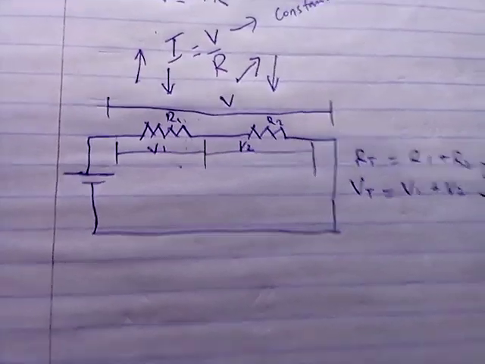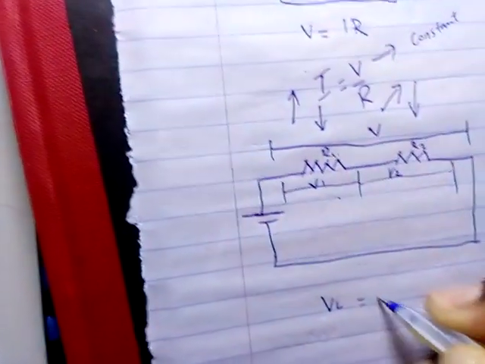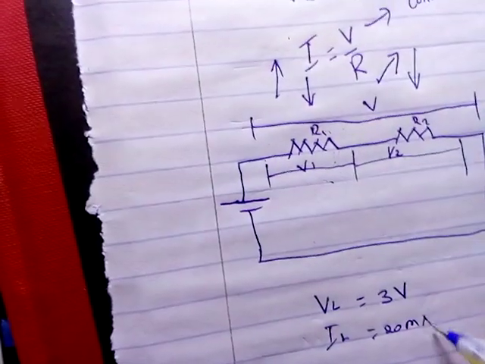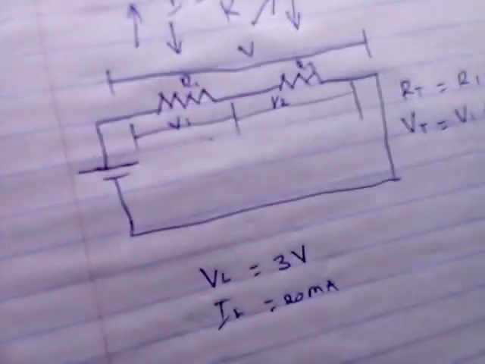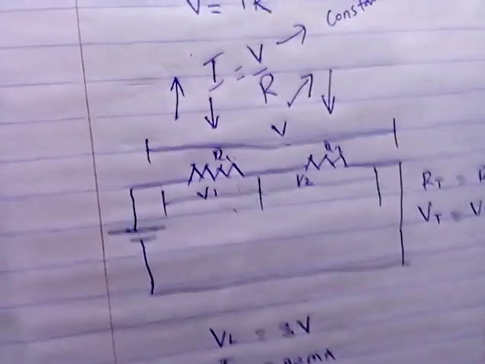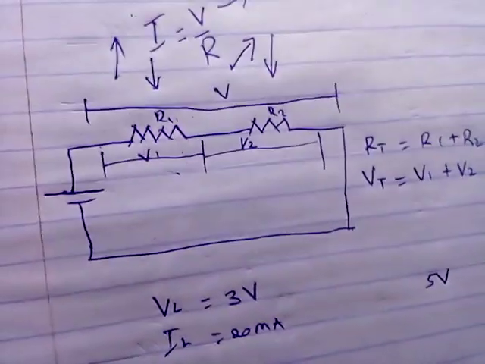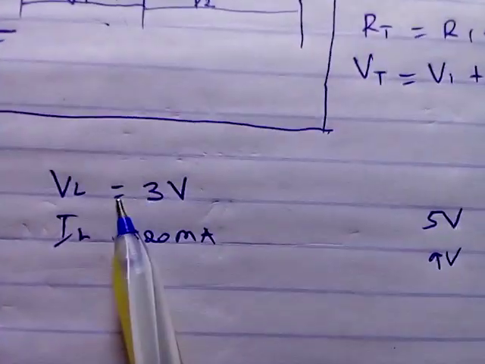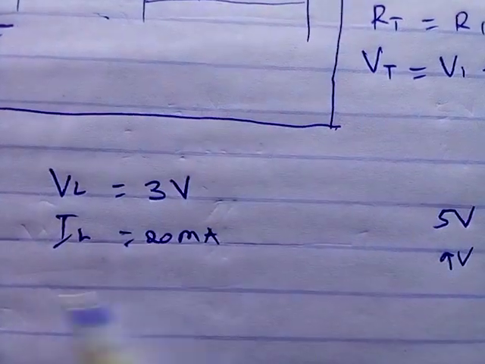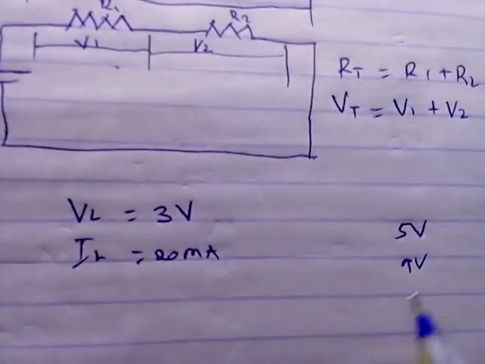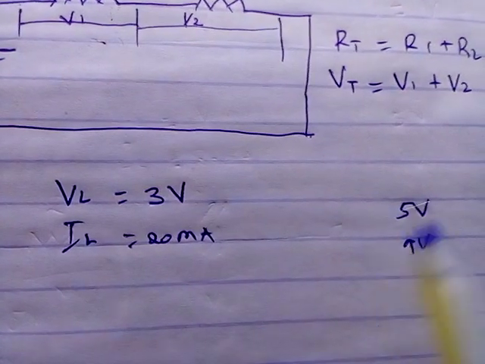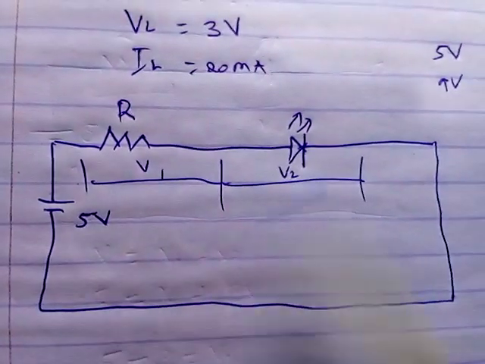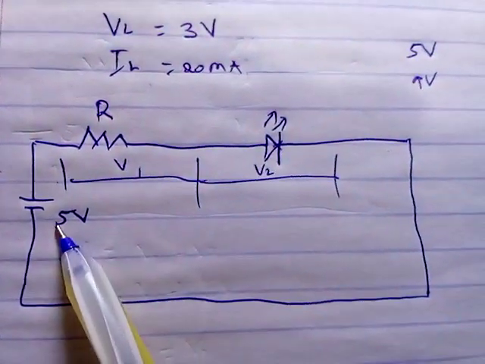Now let's take an example of a load. Let's say we have a load rated at 3 volts, and the load current IL is equal to 20 milliamps. Now the available source we have is 5 volts. Let's use 5 volts, it can be any. We need to power this 3 volt LED, so let's use an LED, and connect it to this source. So we need to power this 3 volt, 20 milliamp LED from 5 volts.